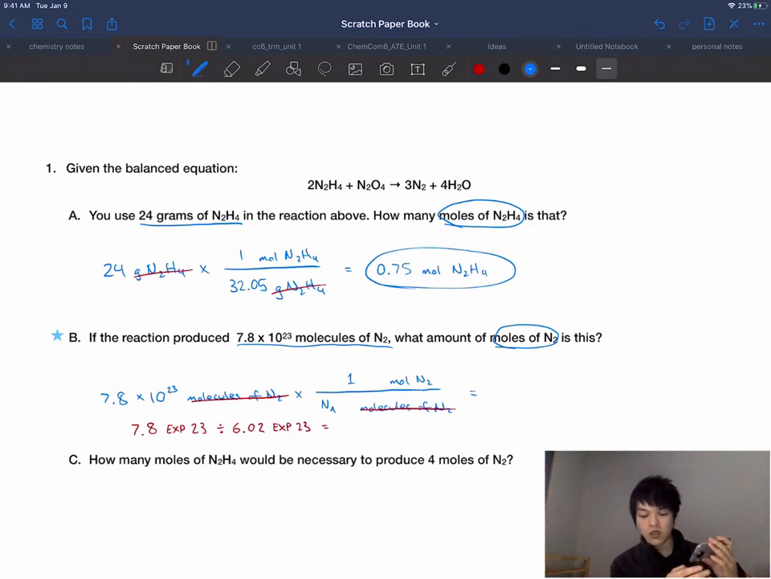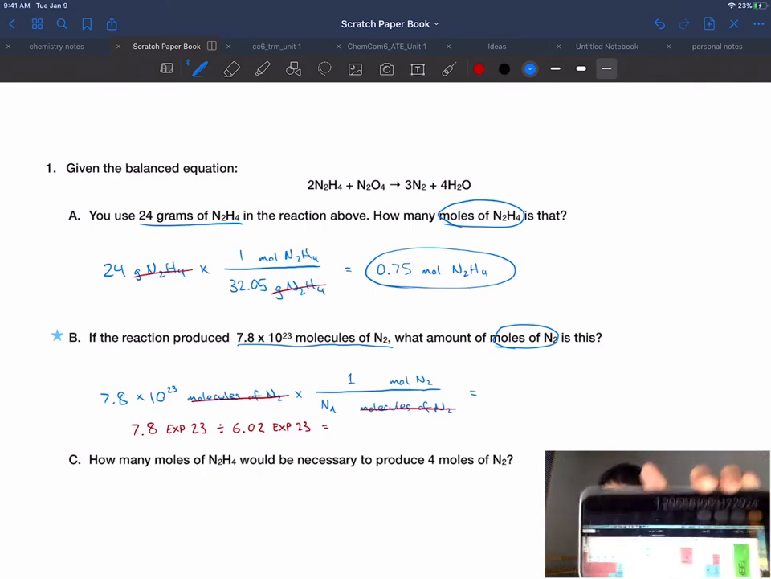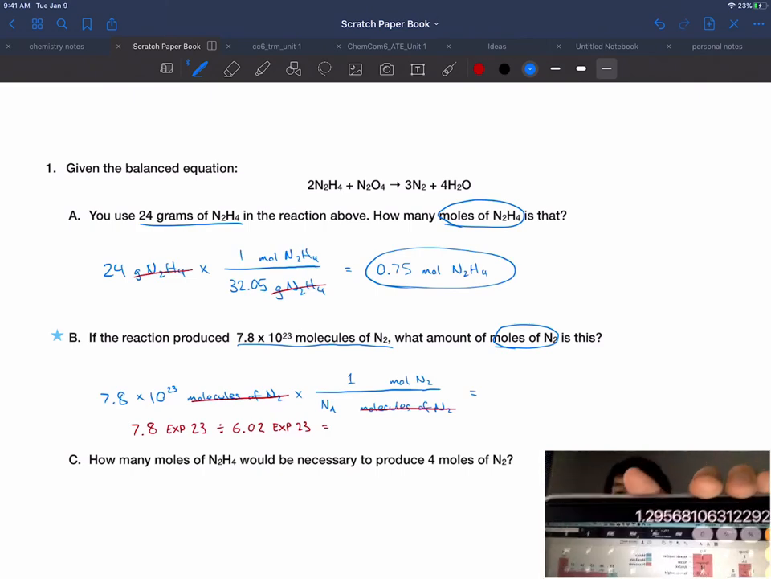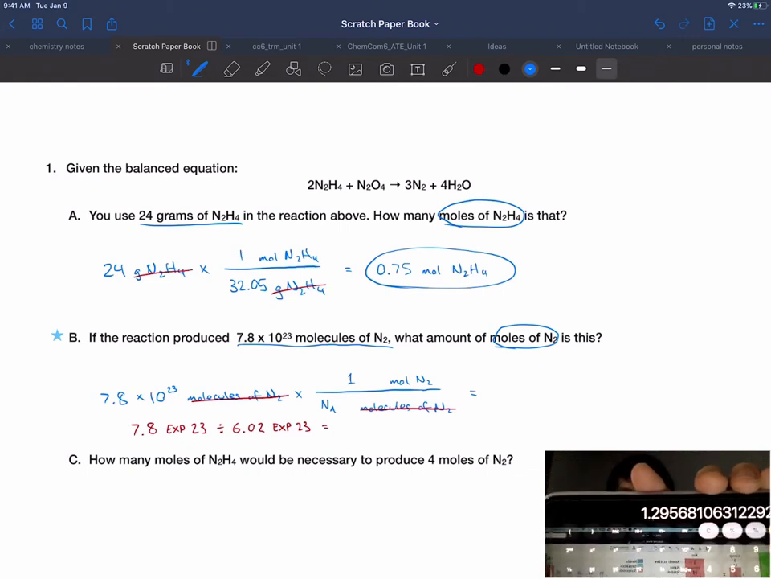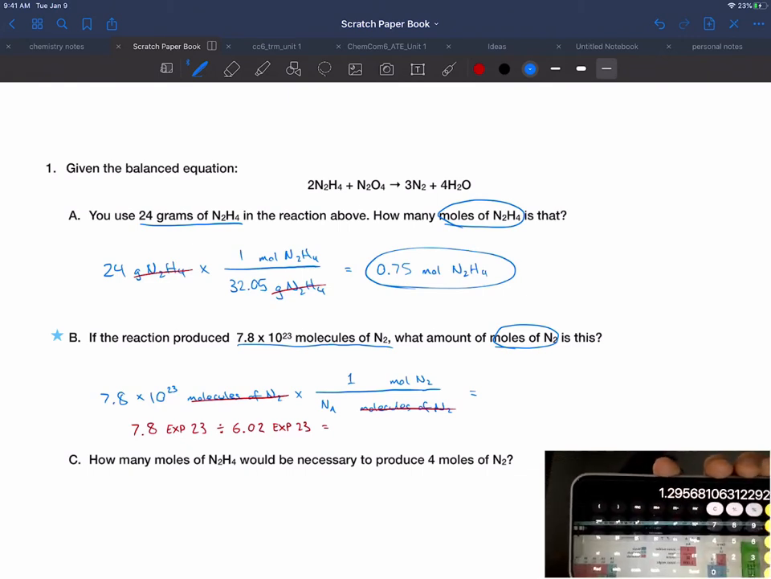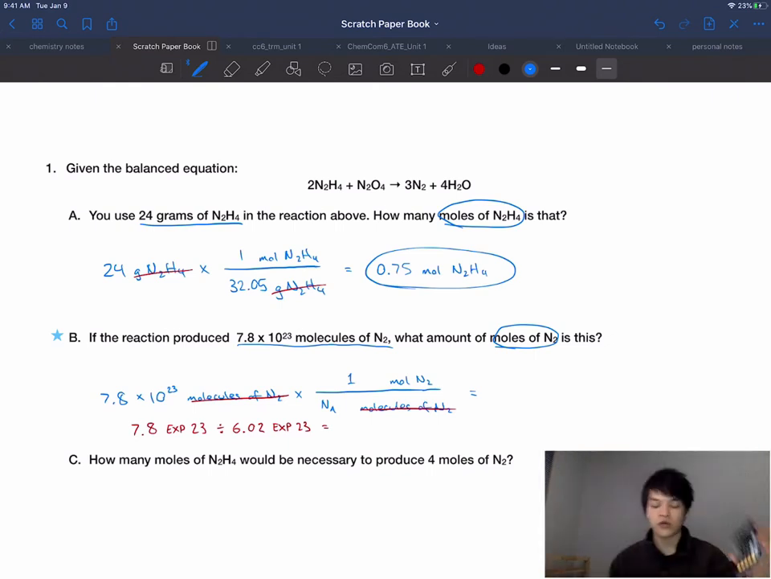Okay, so this is what I'm getting. I'm getting about 1.29, but if you wanted to round it up, it would be about 1.30. I'll round it up. So 1.30 moles of N2.